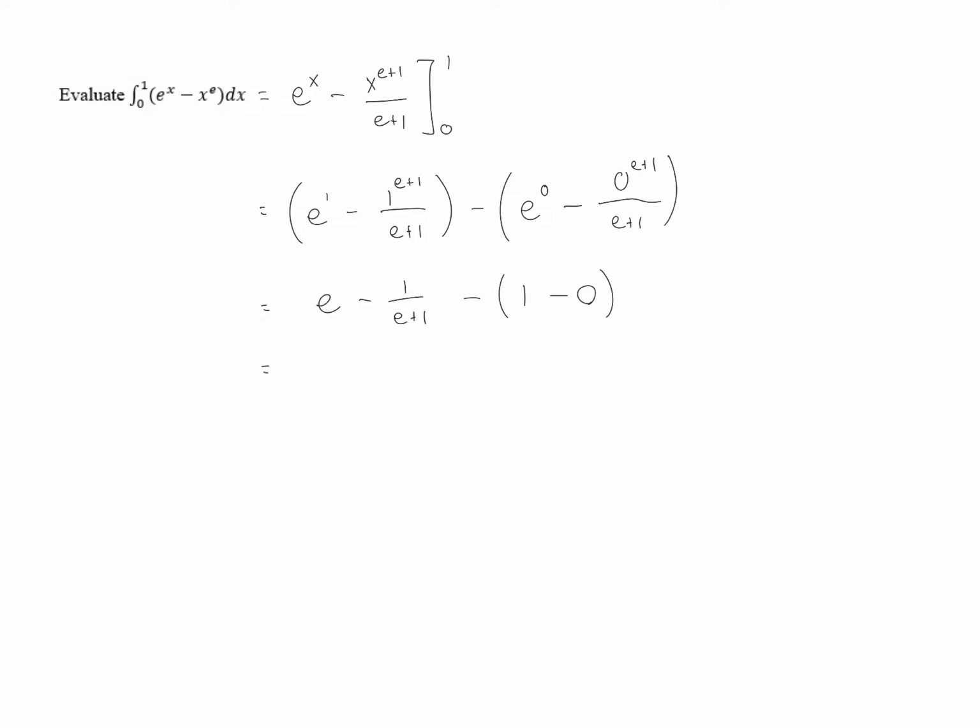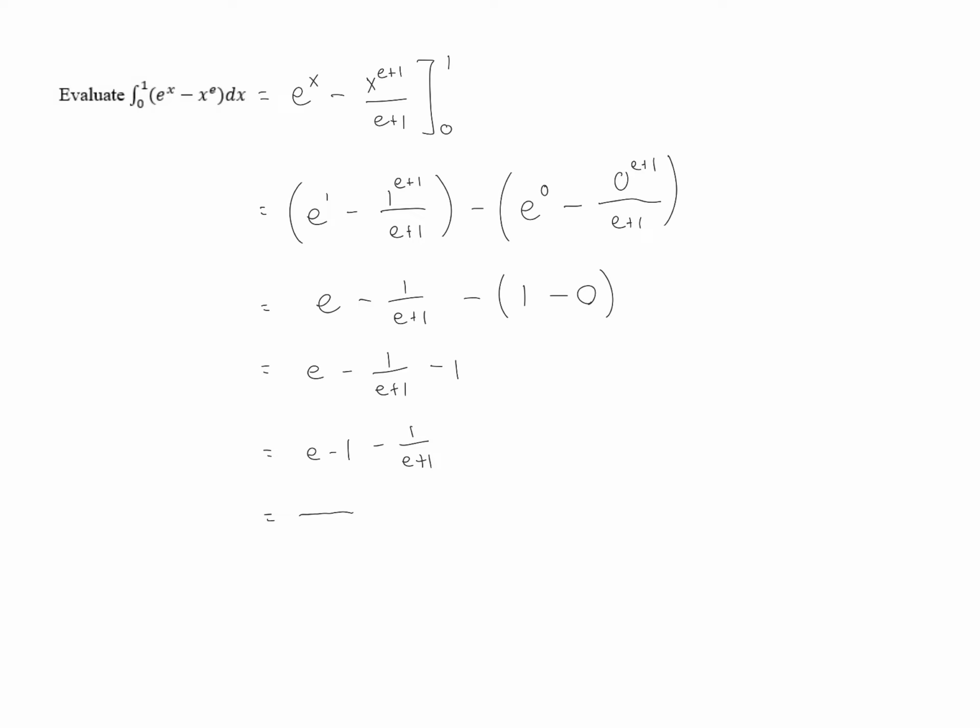So it's going to be e minus 1 over e+1 minus 1. It looks a little bit nicer if we move that fraction to the end. So we could write e minus 1, and then minus 1 over e+1. And if you wanted to, you could get a common denominator and put those all into one fraction. I am going to let you do that on your own.